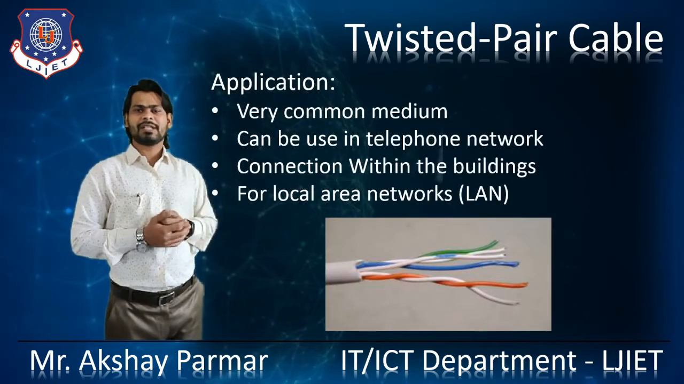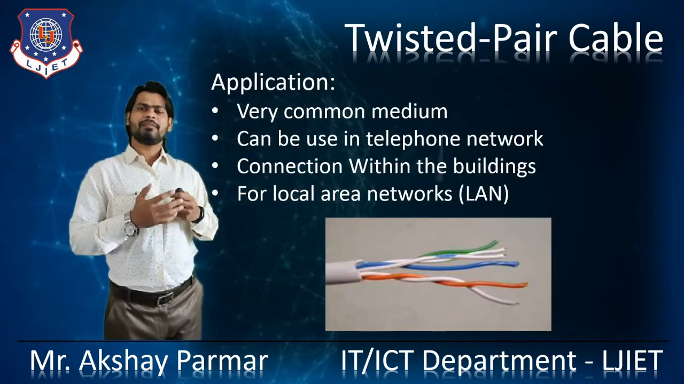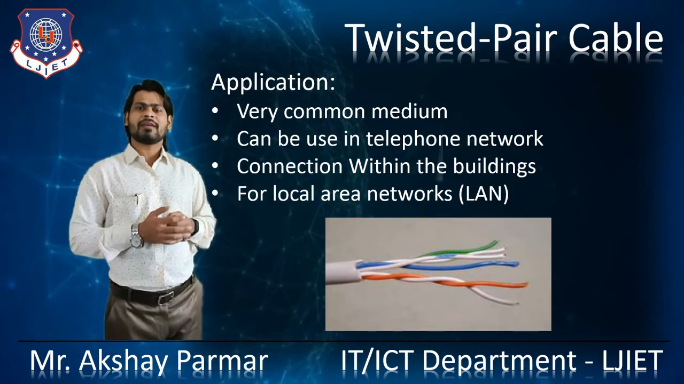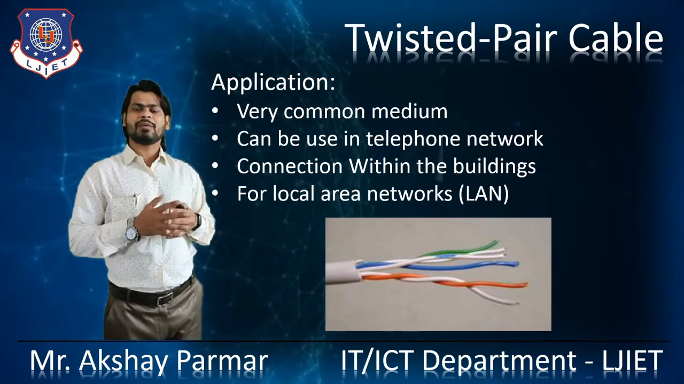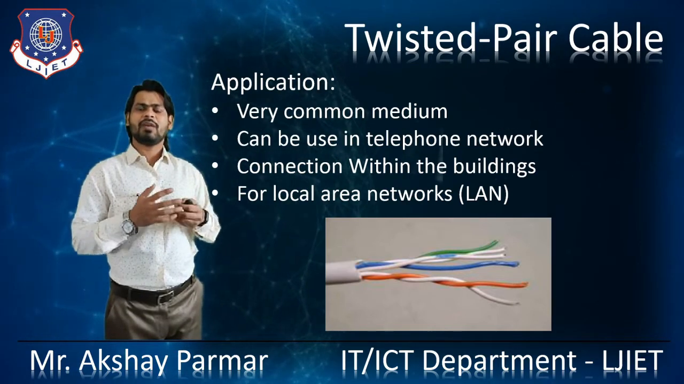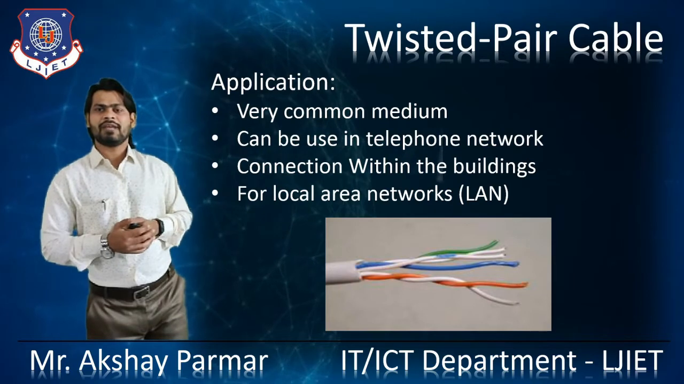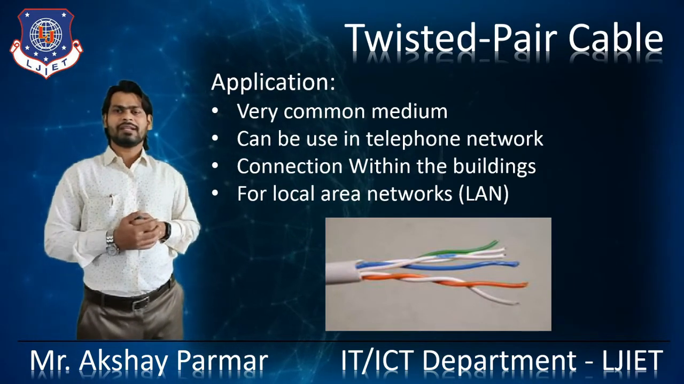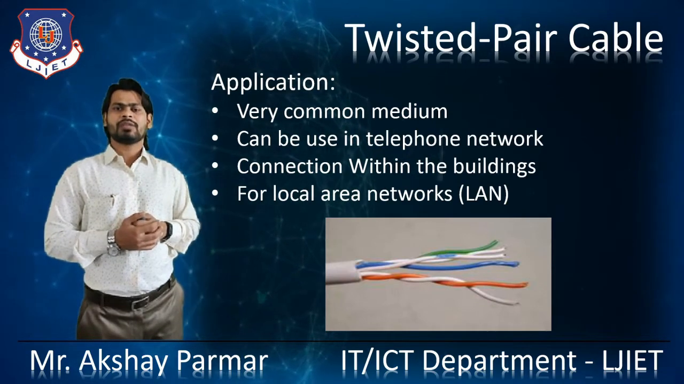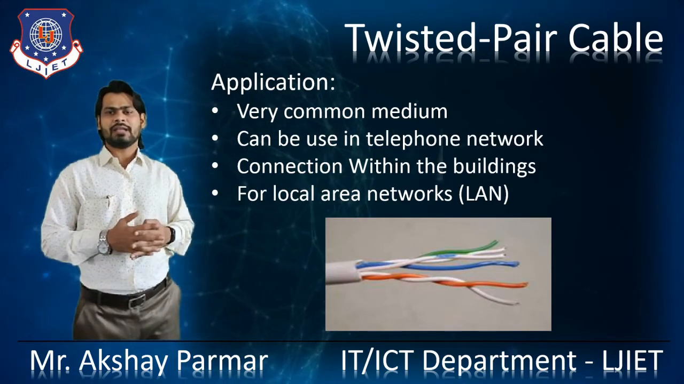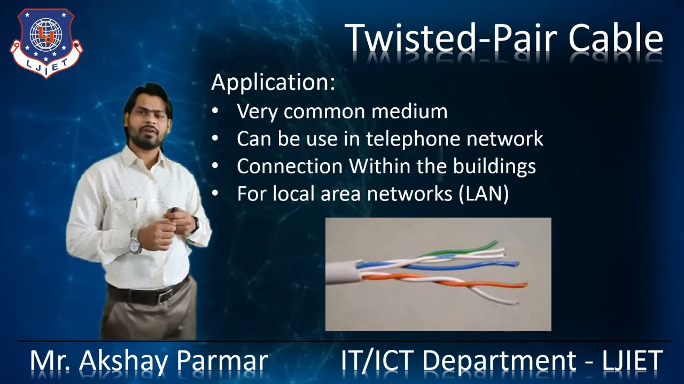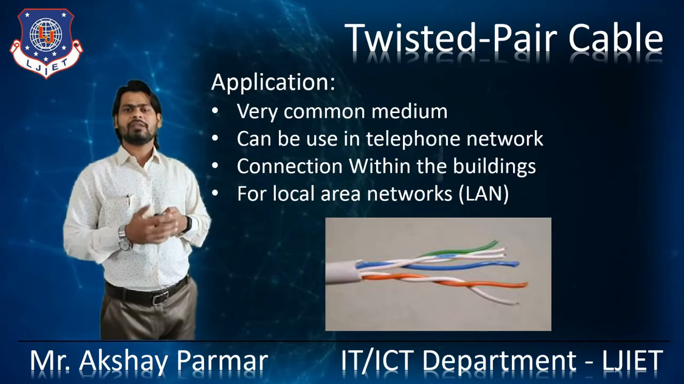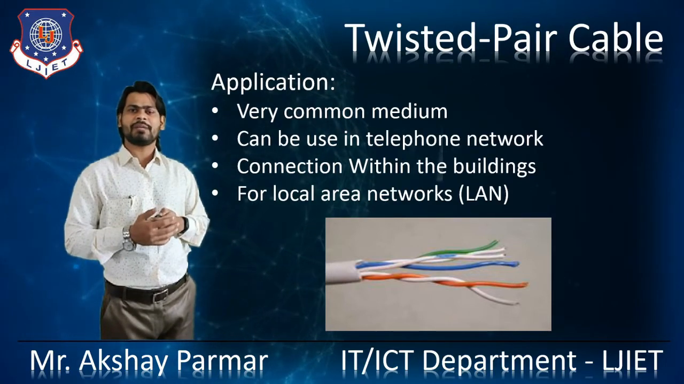So this is the major disadvantage of the twisted pair cable. There are some applications of the twisted pair cable. It is a very common medium, right? It can be used in the telephone network, and in connections within the building we are using twisted pair cabling. For the local area network, LAN, we widely use twisted pair cable for the cabling system. You might have an internet connection at your home, and they are using this kind of wire, right? They are using twisted pair cable for your LAN connection or your internet connection, right? So this is the basic application of the twisted pair cable.